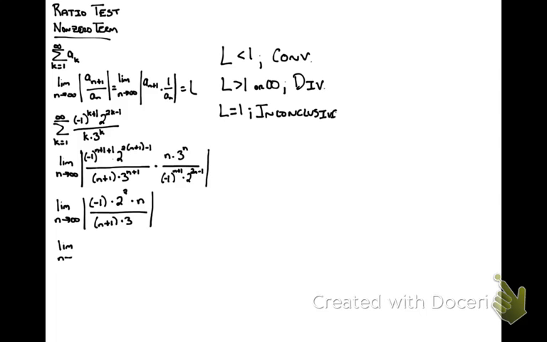Since we've got the absolute value, the negative 1 is negligible, and we're left with 4n over 3 times n plus 1. Since these degrees are the same, the limit as n goes to infinity is just the ratio of the coefficients. In this case, it's 4/3. Now, because the limit is greater than 1, I can conclude that this series diverges. We'll do one more example.